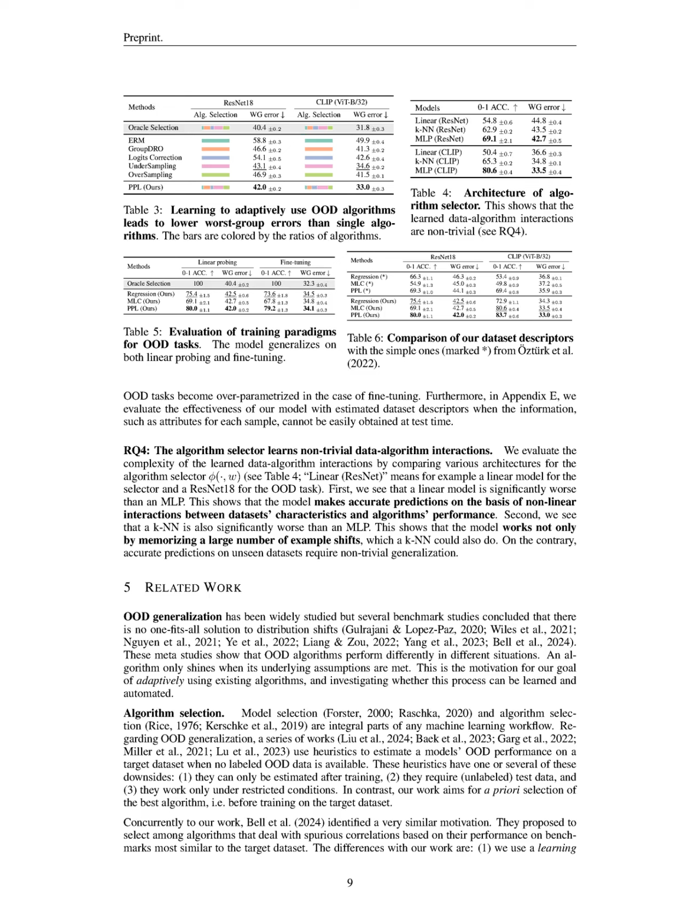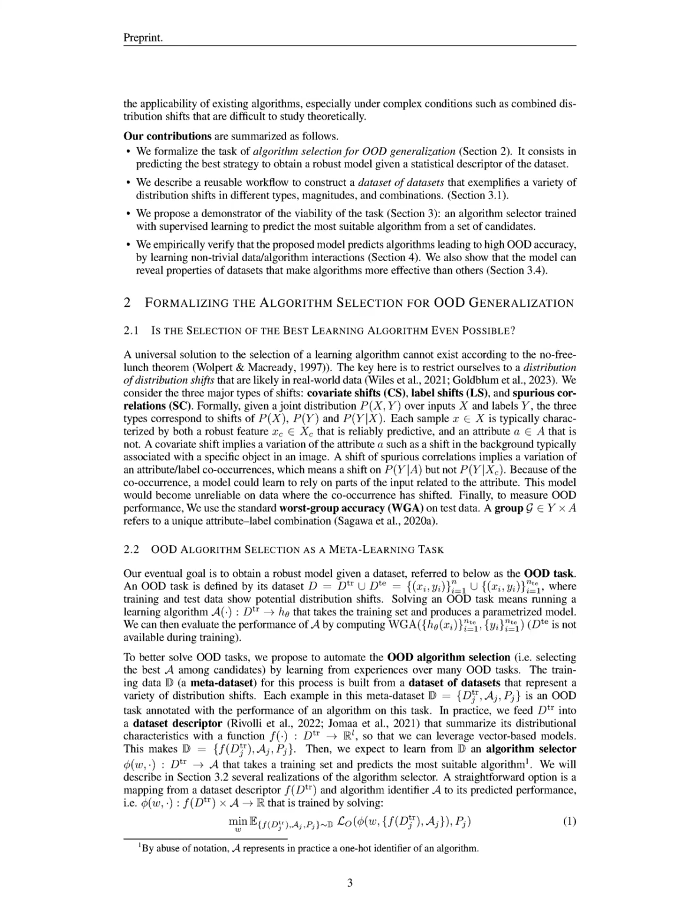For a new unseen dataset, the selector predicts which algorithm will perform best based on the learned relationships between dataset characteristics and algorithm performance. Finally, the selected algorithm is applied to the unseen dataset, resulting in a robust model that effectively generalizes across the distribution shifts present in the data. This process demonstrates how OOD-CHAMELEON automates the selection of the most suitable learning algorithm, enhancing OOD generalization.